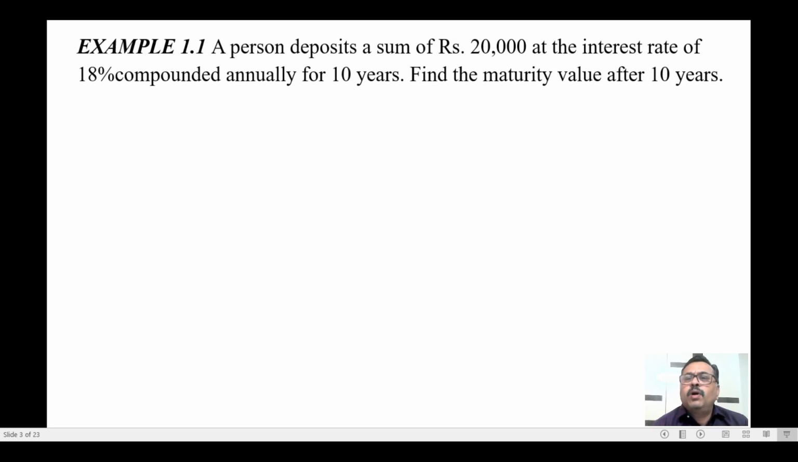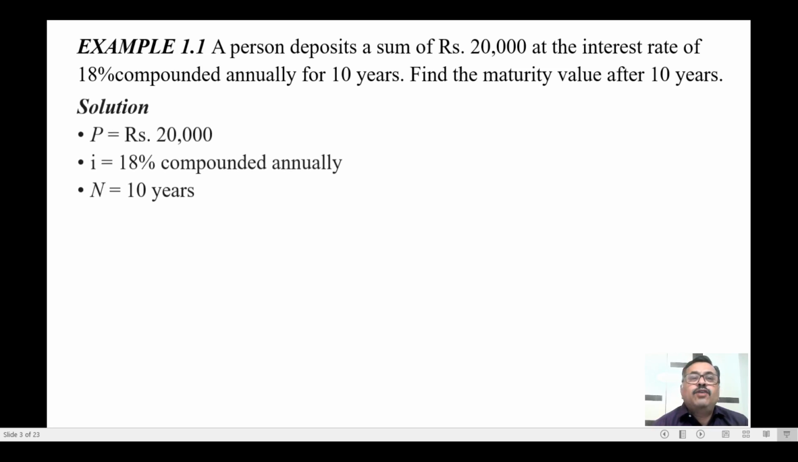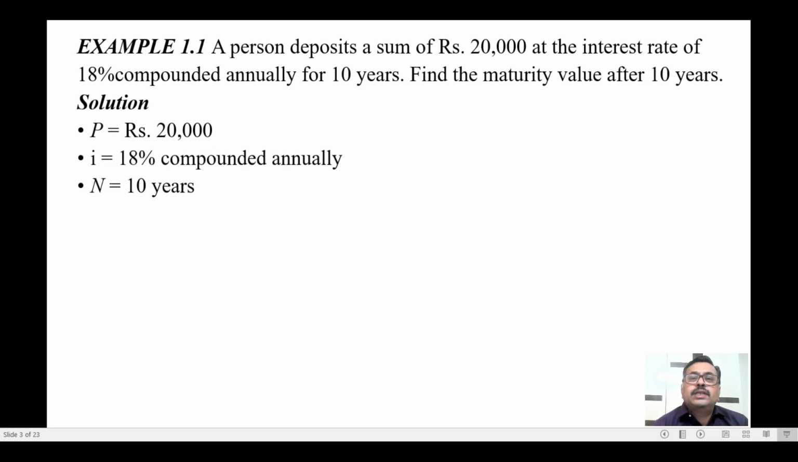This is a very simple and straightforward problem. What is given is P is 20,000 rupees. That means today you are investing 20,000 rupees in a bank, and the interest rate that the bank is giving is 18% compounded annually, and the time period N is 10 years. Okay, P, I, N is being given.